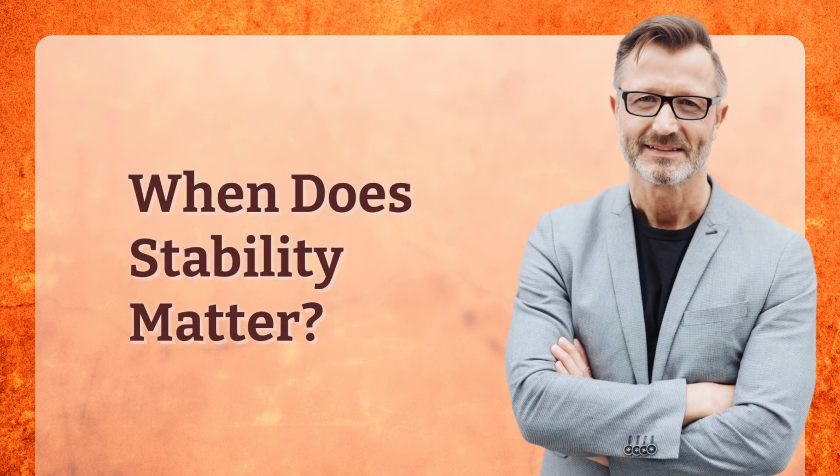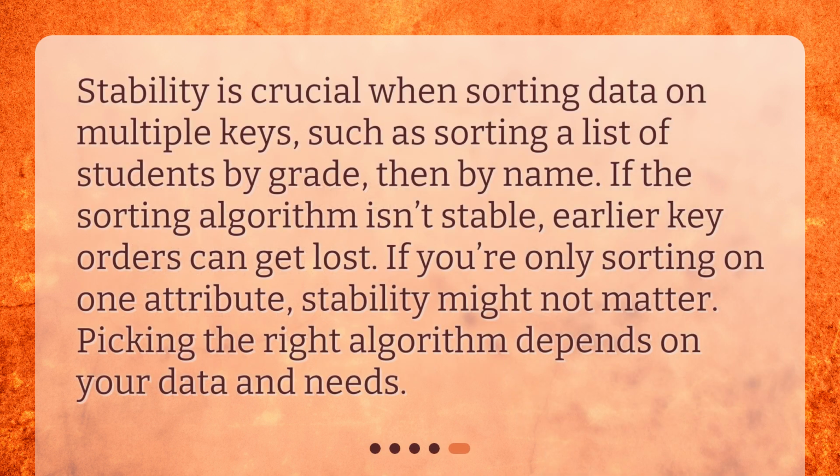When does stability matter? Stability is crucial when sorting data on multiple keys, such as sorting a list of students by grade, then by name. If the sorting algorithm isn't stable, earlier key orders can get lost. If you're only sorting on one attribute, stability might not matter. Picking the right algorithm depends on your data and needs.